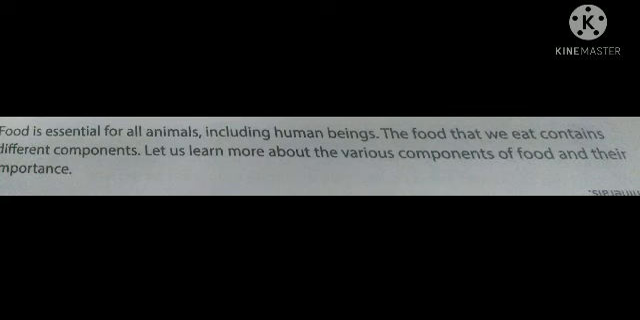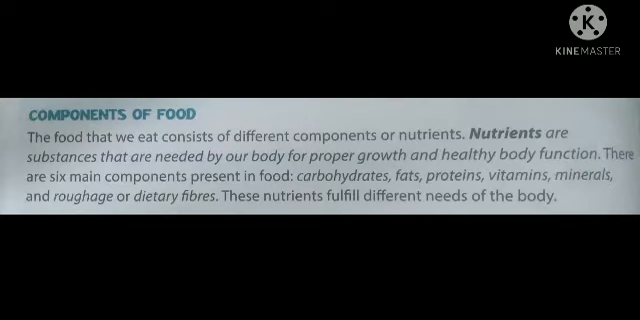Food is essential for all animals, including human beings. The food that we eat contains different components. Let us now understand the various components of the food, their names, and their importance. The food that we eat consists of different components or nutrients. Nutrients are substances that are needed by the body for proper growth and healthy body function.